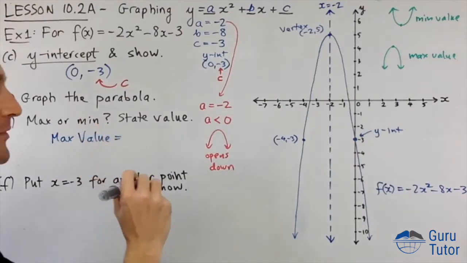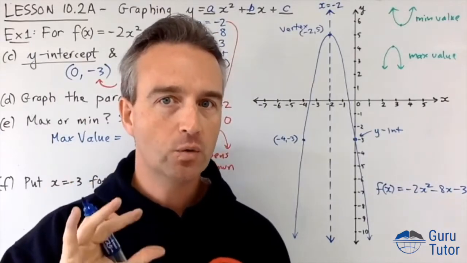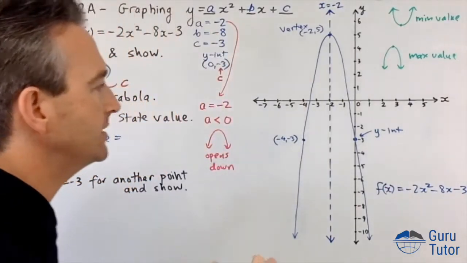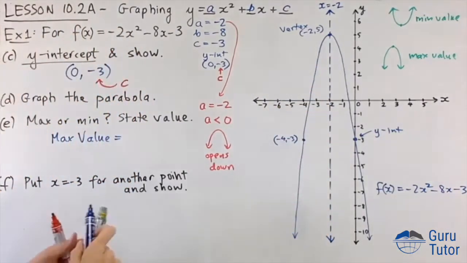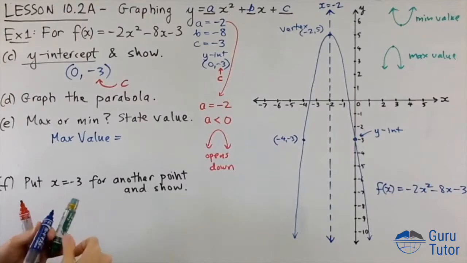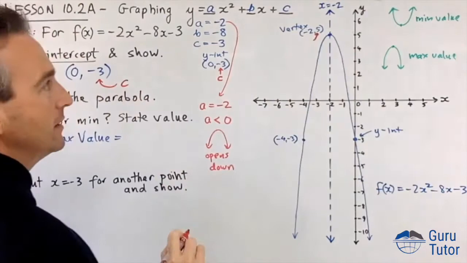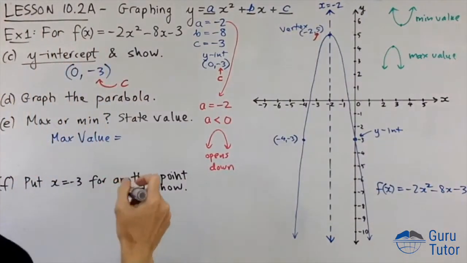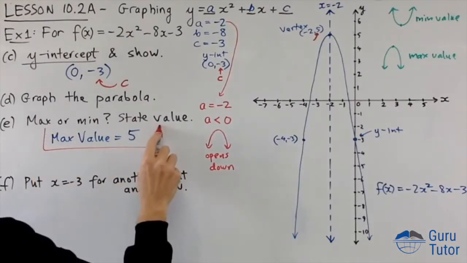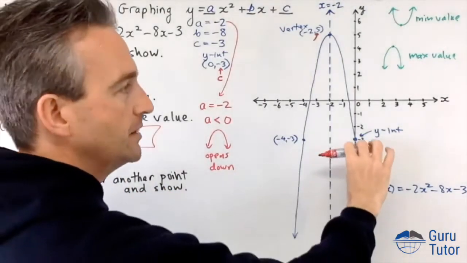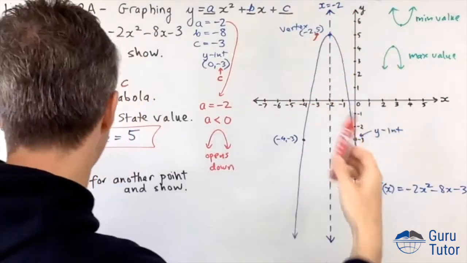And what is the maximum value or the minimum value? The maximum or minimum value is always the y-coordinate of the vertex. So it's like the largest or the smallest possible y value it has. So our maximum value is always the y value of the vertex. Here we're going to have a maximum value of 5. That's all you say. Remember, it's always the y value. So how high does it go? The highest this goes is 5. That's the maximum value.